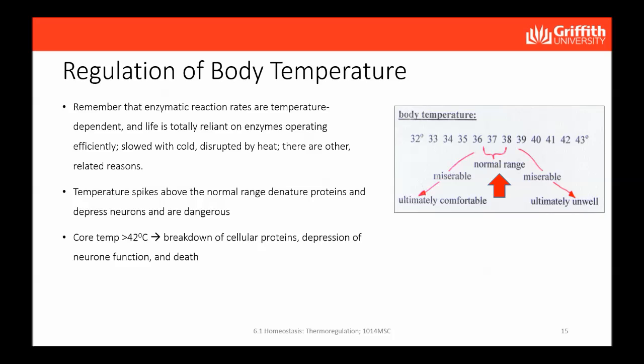Children below the age of 5 may go into convulsions if the body temperature reaches 41 degrees centigrade. In adults, when the core temperature reaches 42 degrees, it can lead to the breakdown of cellular proteins, depression of neuronal function, and eventually death. However, cooling below normal temperature is less immediately damaging, as the reactions in the body are slowed down.